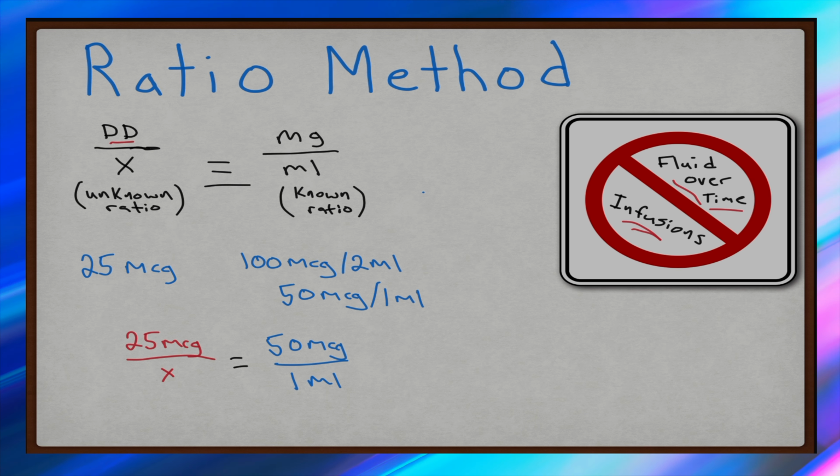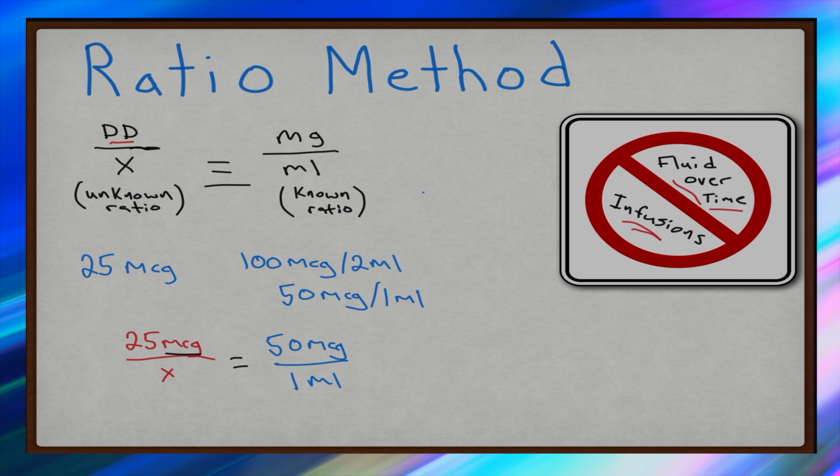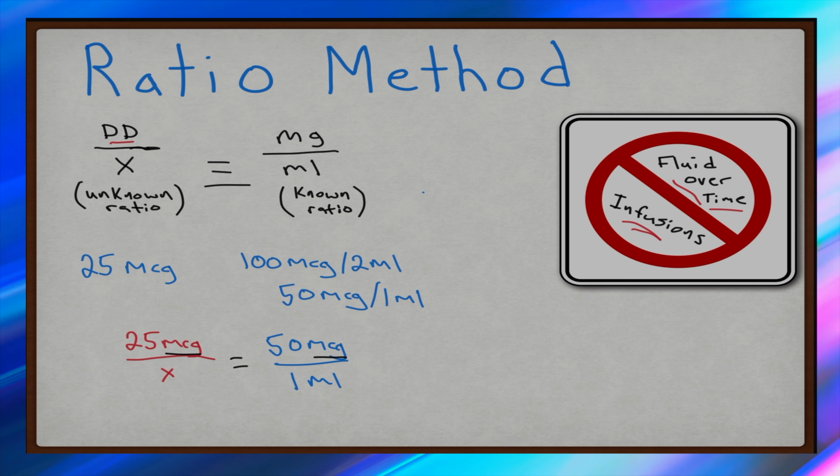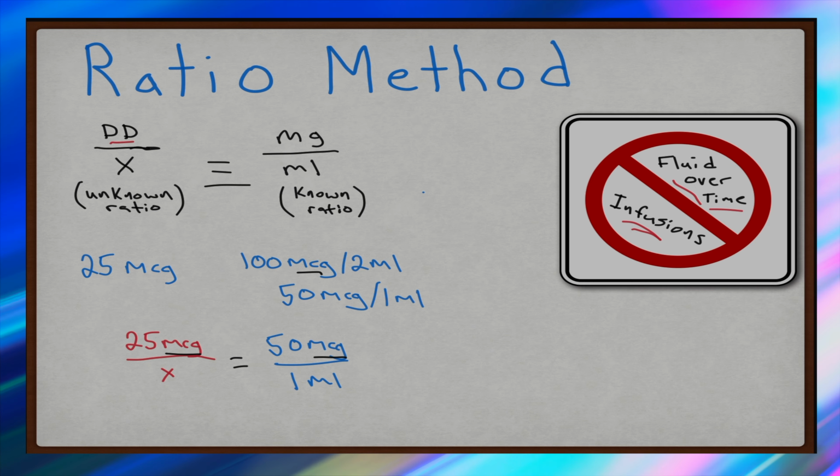Now, this is a good time to go ahead and mention that with this ratio method, the only way that it's going to work is if my units of measurement match, so micrograms and micrograms. If my medication was packaged in, say, milligrams, and I left it in milligrams, this ratio method will not work and you'll get the wrong answer. So you need to make sure they match across the top.